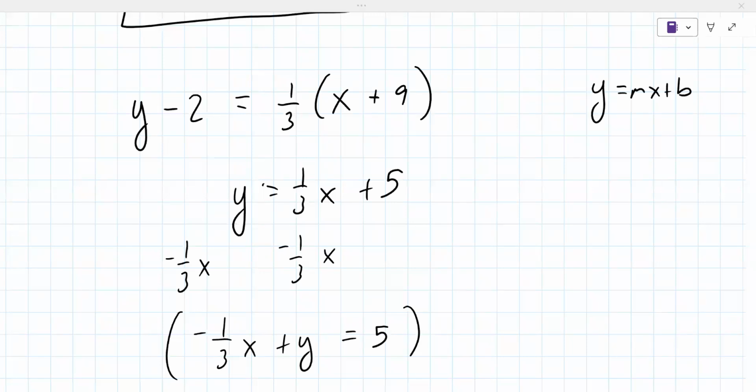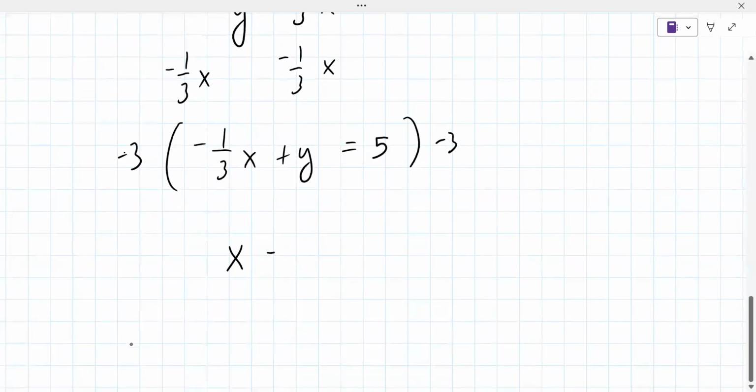-3. Yeah. And so you really want to do it all in one step. You don't want to multiply by 3 and then by negative. So we're going to multiply everything by -3. So it looks like x minus 3y equals -15, like that. Okay.